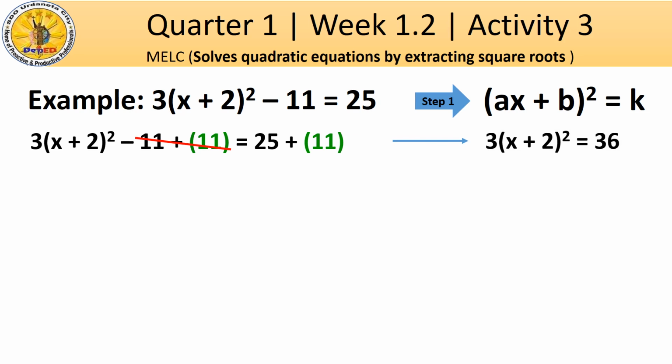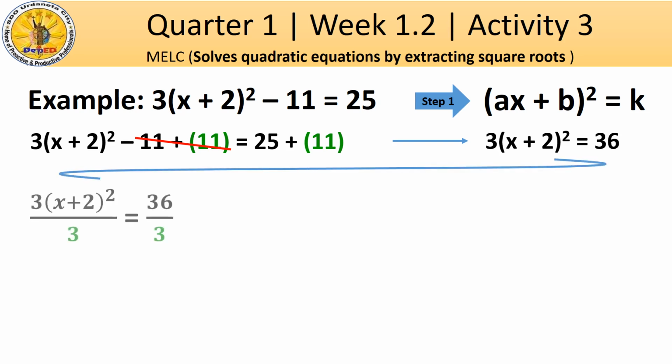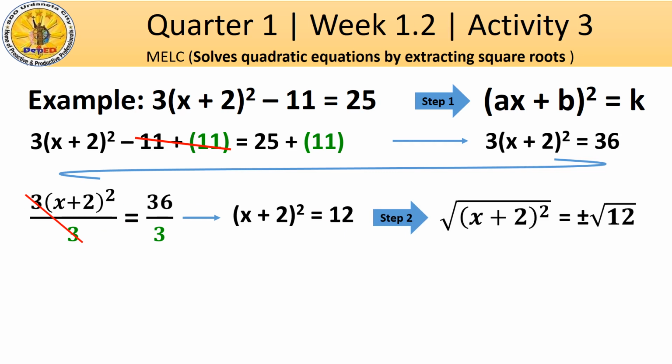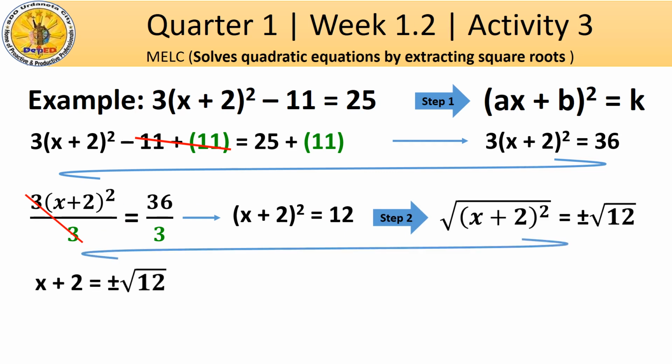Next to remove is the multiplier of the quantity (x + 2)². And to remove it, divide the equation by 3. This will become (x + 2)² = 12. And that's it. We're done with step 1. The second step is to take the square root of the two sides of the equation. The new equation now is x + 2 = ±√12.